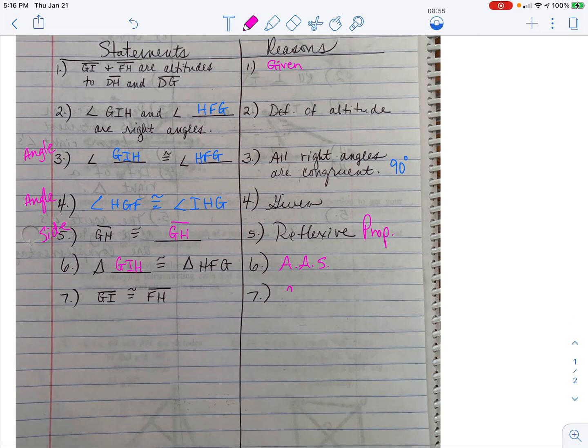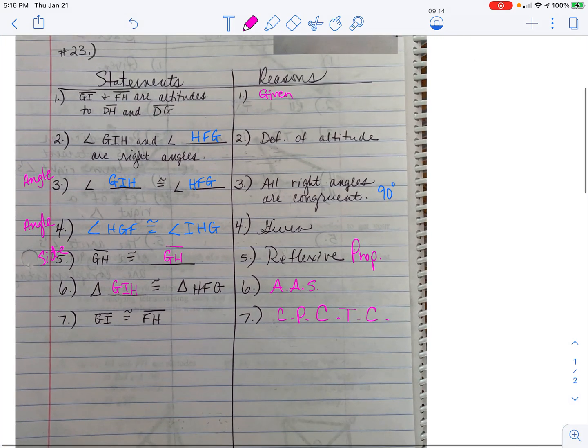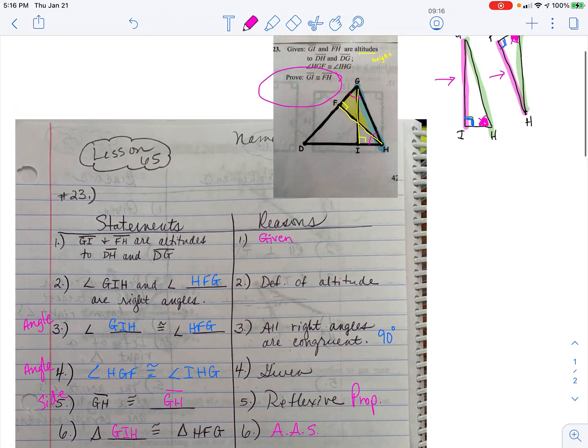So now we can say that due to the CPCTC, we have proven those 2 sides congruent. By the very end, by doing all those steps, the final step says we use the corresponding parts of congruent triangles are also congruent. So that is that proof right there. Okay, so I'm going to go ahead and end this one.